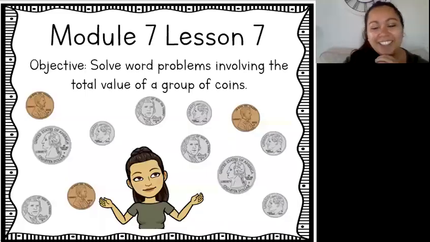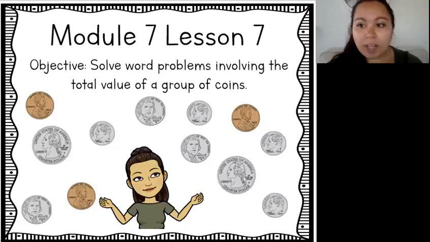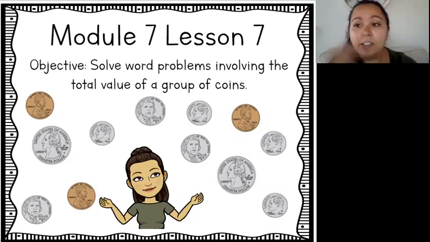Happy Thursday, second graders. We're doing Module 7, Lesson 7 today. We're going over more word problems with coins. And you're going to be doing an assessment assignment today. These questions I kind of pulled through there, but the numbers obviously changed them up.